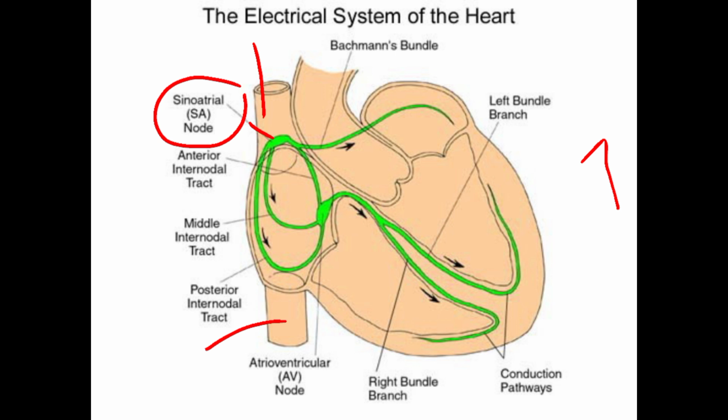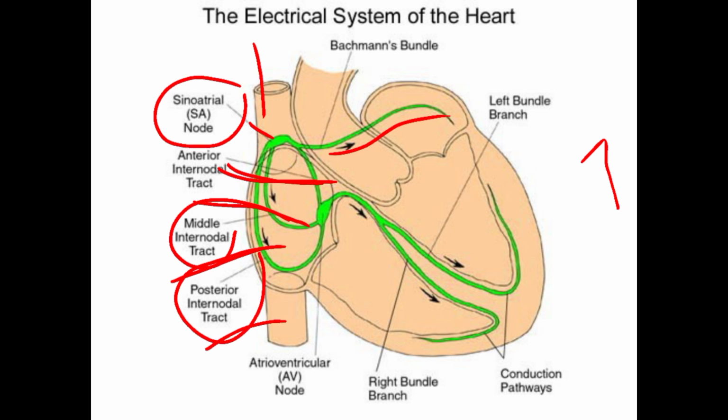Now the impulses which are produced in the SA node are passing through 3 internodal tracts. These are the internodal tracts, and you can see the arrow mark. One is the anterior internodal tract, the middle internodal tract, and the posterior internodal tract.